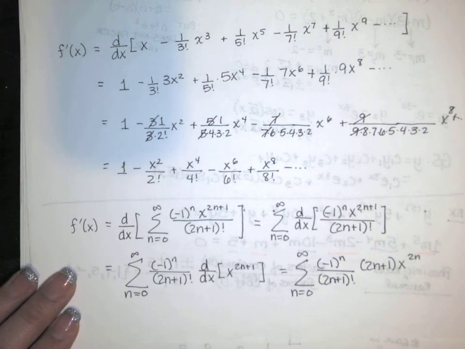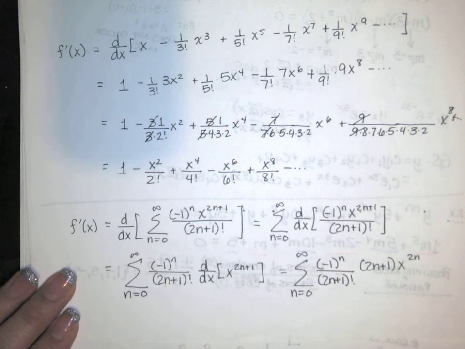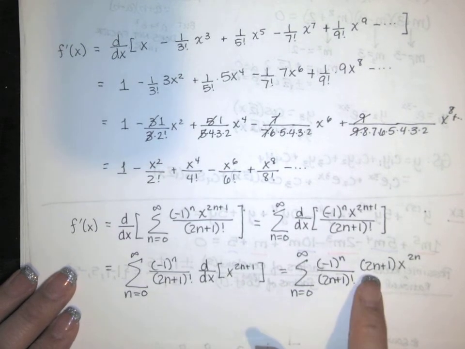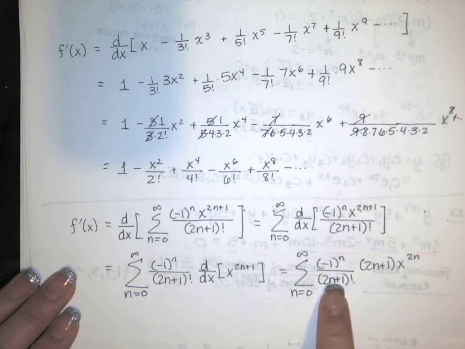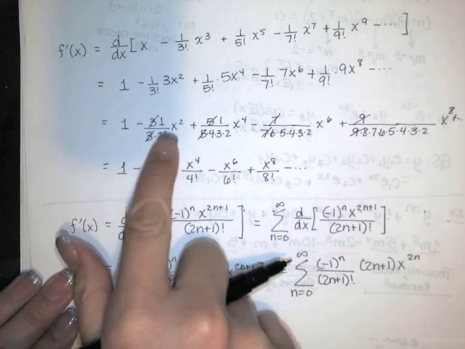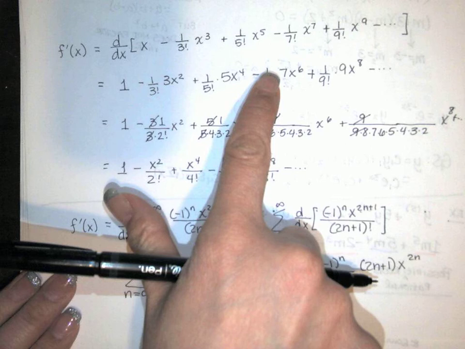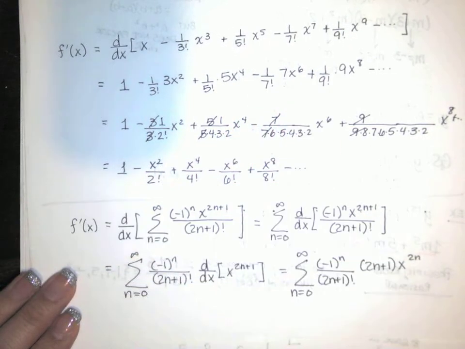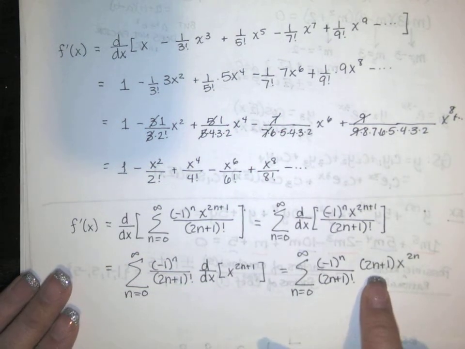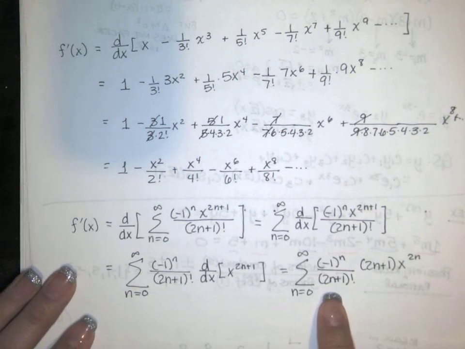Now that's the answer, but we might want to simplify it. Notice I've got a 2n plus 1 right here and a 2n plus 1 factorial, kind of like we had here. We had a 3 and a 3 factorial, a 5 and a 5 factorial, a 7 and a 7 factorial, a 9 and a 9 factorial. In general, that's 2n plus 1 and 2n plus 1 factorial.